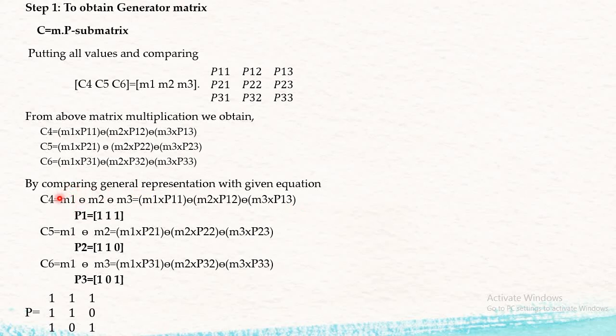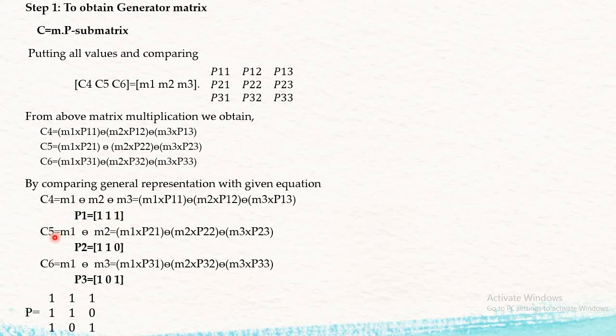So here, which value is high? M1 is high. M1 is high means this P11 value is high, therefore this value comes out to be 1. If the M2 value is high, P21 is also high, therefore we have written it as a 1. If the M3 value is there, P13 is also high, so it comes out to be 1. So what is the first row? That is 1 1 1.